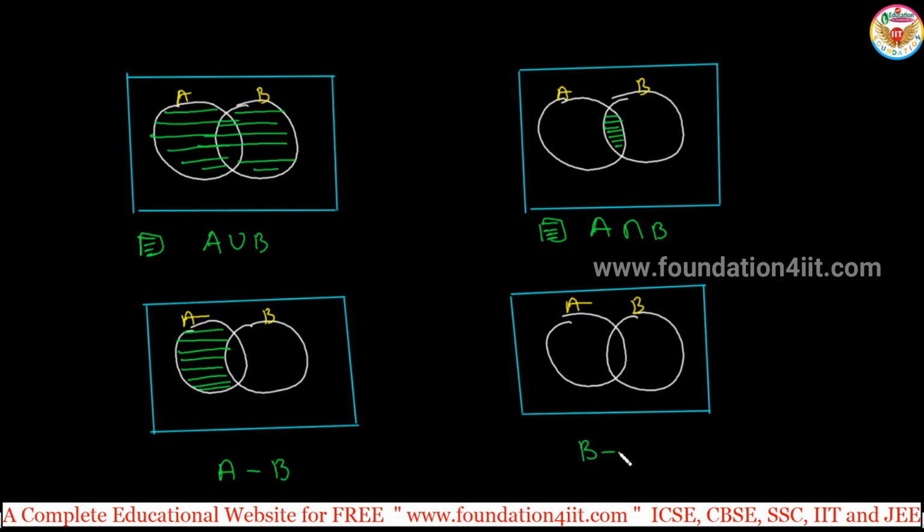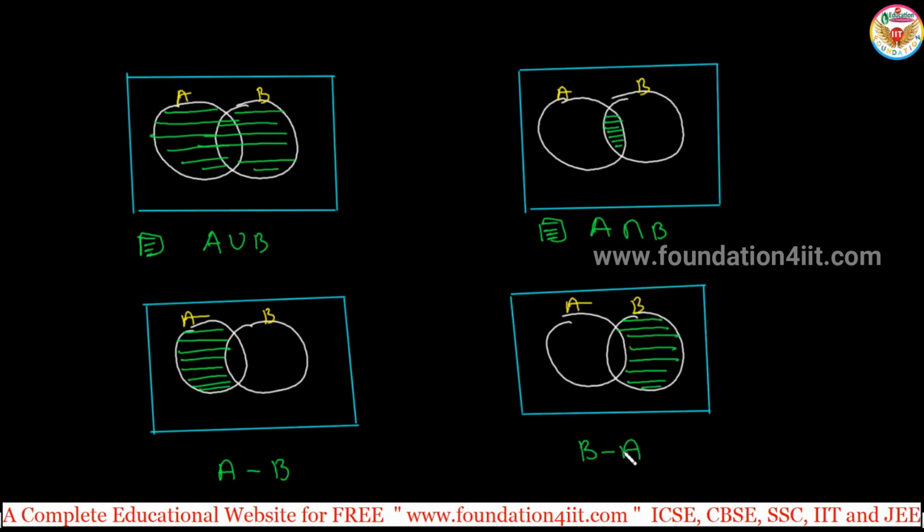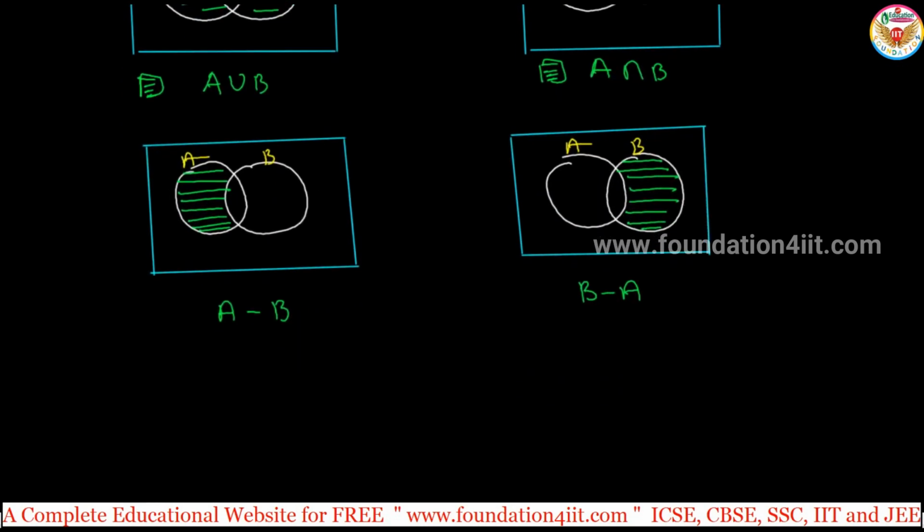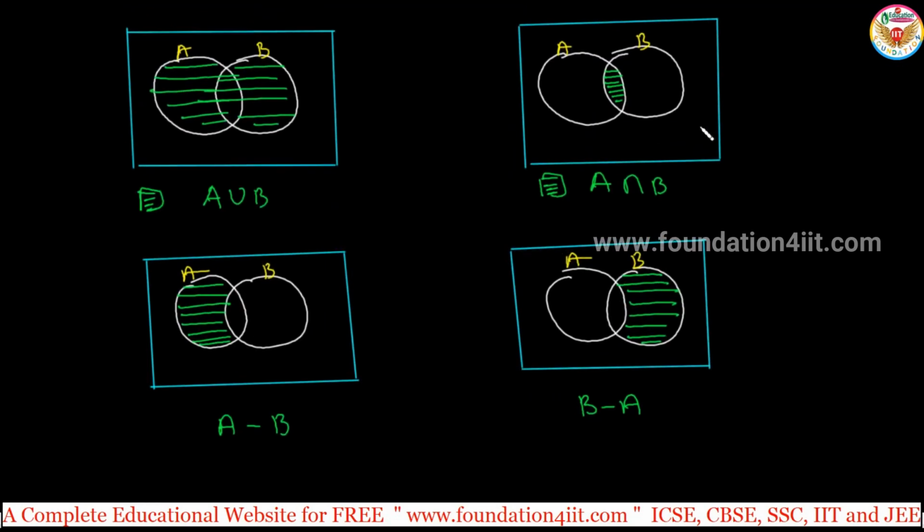In the same way, here is B minus A. From the set B, if you remove this A, only this remains, not even the common. Okay, this shaded region is B minus A. In this diagram, the shaded region is A minus B. In this way, you can represent the Venn diagram based on the shaded union, intersection and so on. And only the common is here.